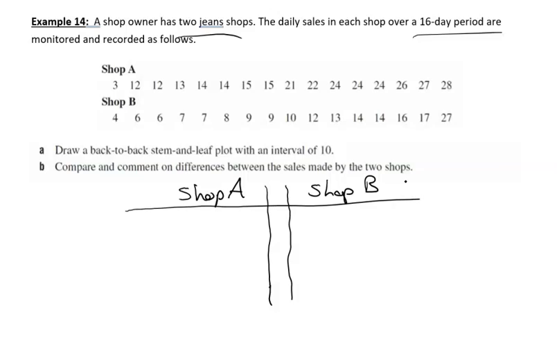Didn't put my key on, did I? The key down the bottom, 1 blank 3 means 13. Not a decimal this time. Means a whole number. So in this case, shop A, we're going to go out to the left. So starting from nothing, 0, 3, that's our first one. And that's the only one that shop A's got.